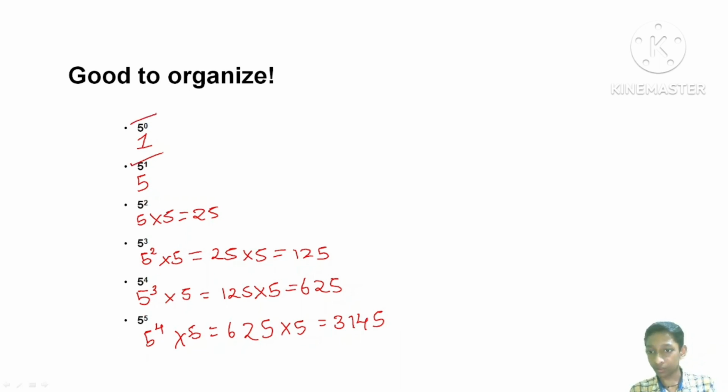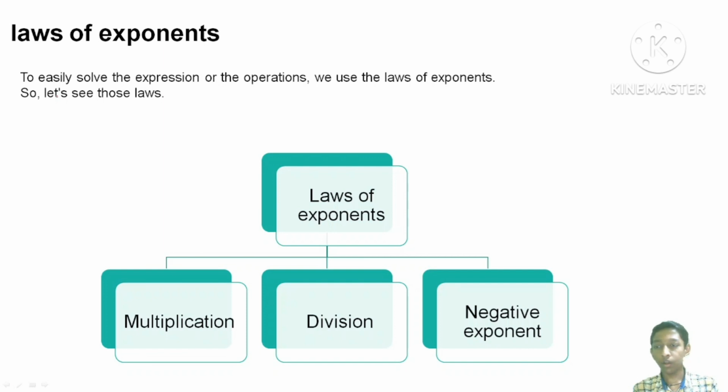5 raised to the power of 0 is 1. 5 raised to the power of 1 is 5. 5 raised to the power of 2 is 25. 5 raised to the power of 3 is 125. 5 raised to the power of 4 is 625. 5 raised to the power of 5 is 3125. Laws of exponents. We use the laws of exponents to easily solve the expression or the operations.